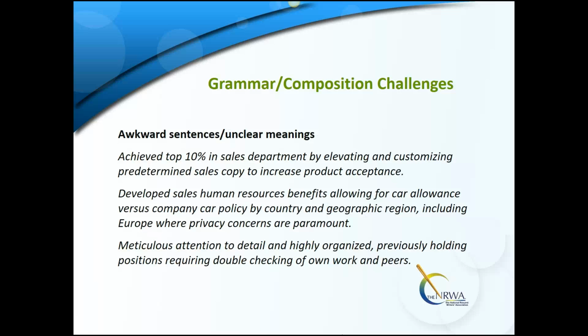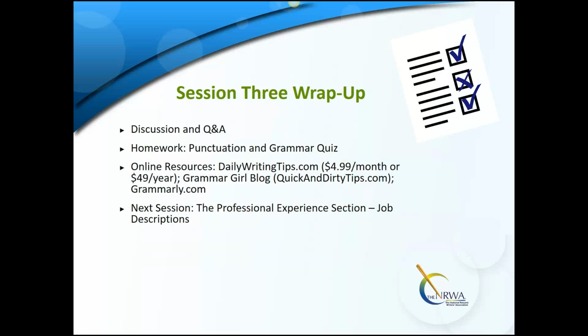What is the writer trying to say when they say, "meticulous attention to detail and highly organized, previously holding positions requiring double-checking of own work and peers"? Are they double-checking the peers? Are they double-checking their work? What are they doing that they were double-checking? It's a very convoluted, confusing, unclear sentence. So, there we go. Quick review.